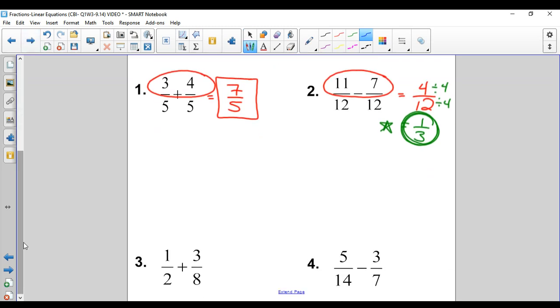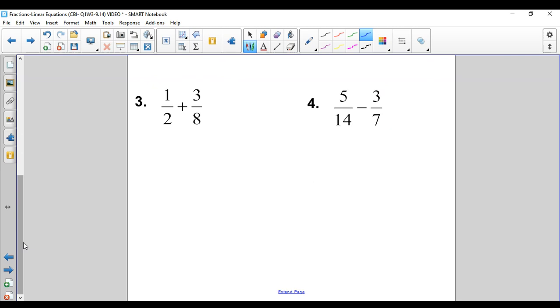Last two. Now, what happens when they are not the same thing on the bottom? We have 1/2 plus 3/8. You need to get the same thing on the bottom. You need a common multiple between 2 and 8. Well, the common multiple happens to be 8. So how do you make this 2 and 8? You multiply by 4. You also have to multiply the top by 4 as well. So you multiply top and bottom by 4. That becomes 4/8 plus 3/8. Combine the tops, we get 7/8 as our answer.